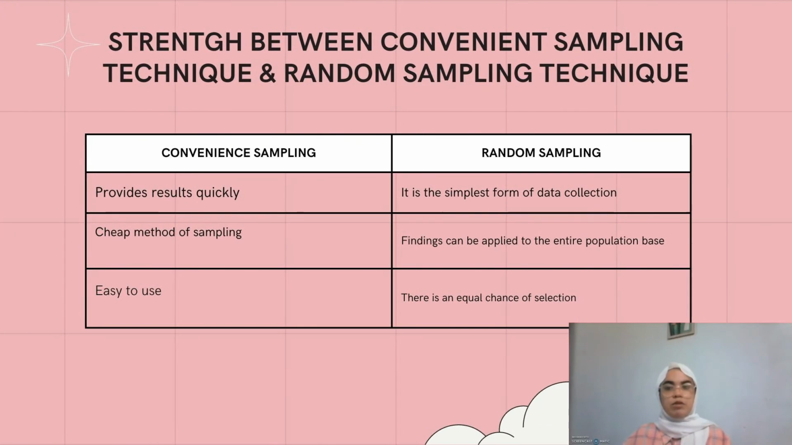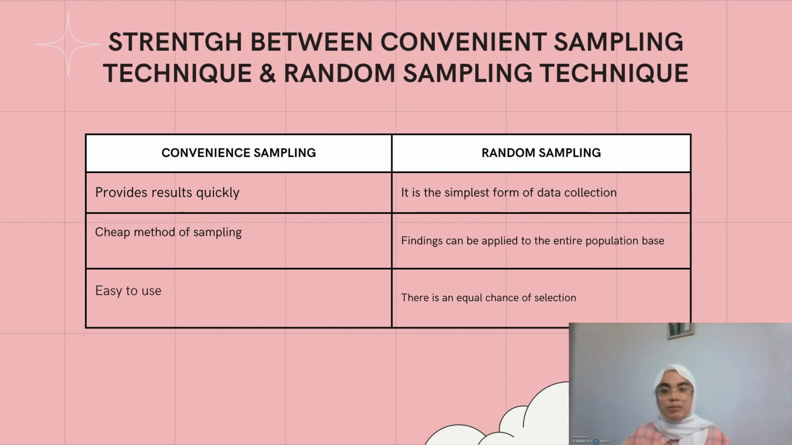Okay, next I will proceed with the strengths of the convenience sampling technique and the random sampling technique. I will start with the convenience sampling technique first. Firstly, it provides results quickly, which is useful when time is limited and you need to collect data fast. The convenience sampling technique is used by many researchers. The simplicity of this non-probability sampling makes it a quick and easy procedure, unlike other non-probability samplings.